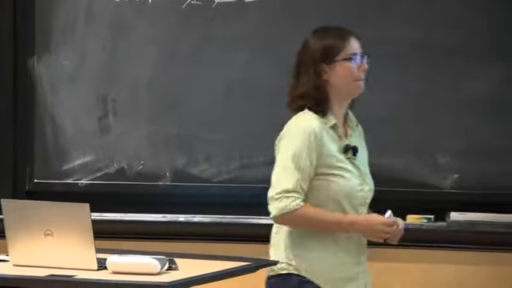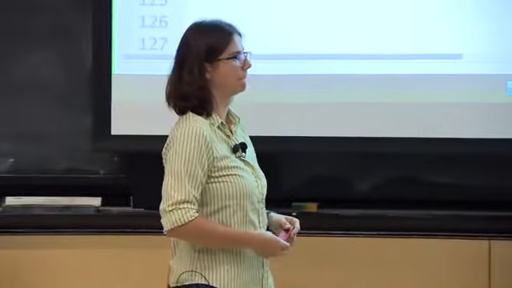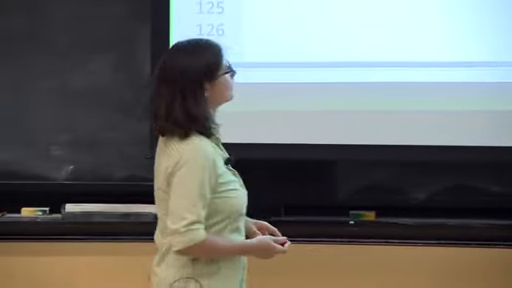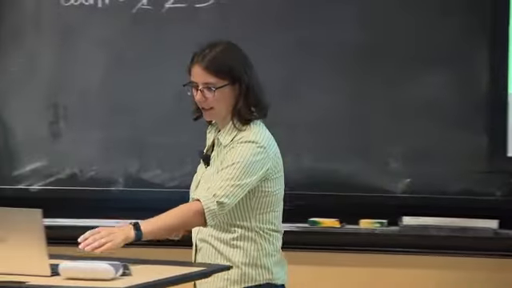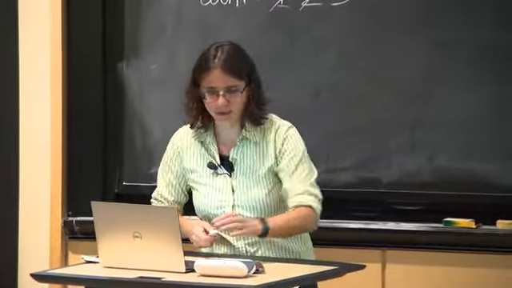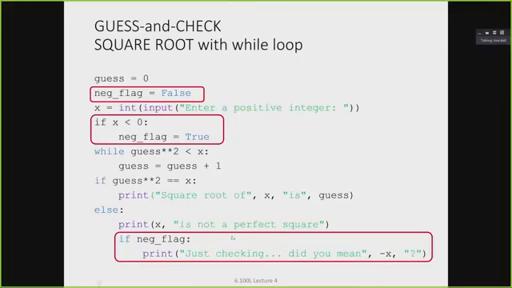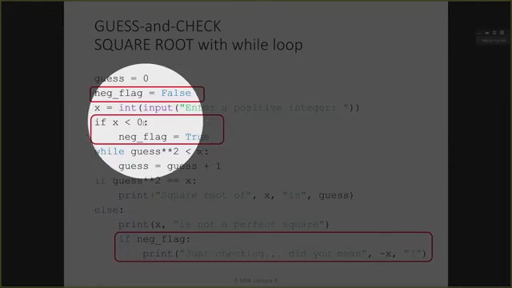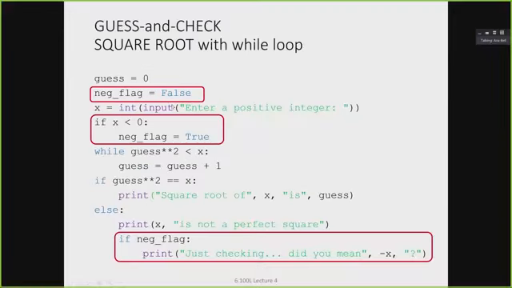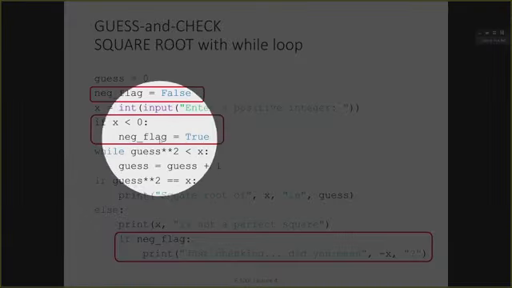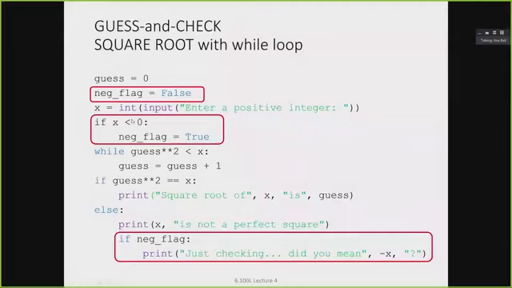Yeah, question? I didn't quite get the negative flag equals false. Yeah, so I can explain that again. The negative flag equals false is just a variable, right? I just called it neg flag. It's a variable I initialized to false just to say, hey, the number I'm going to assume is not negative. And then we only change its value to true if the number was negative.